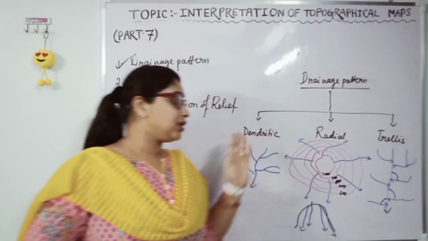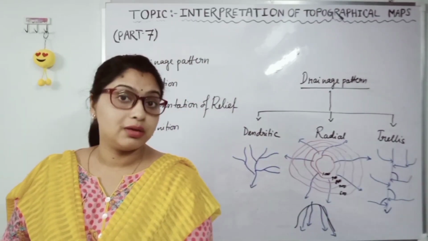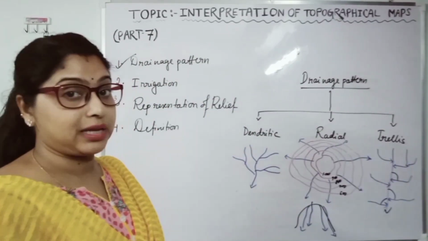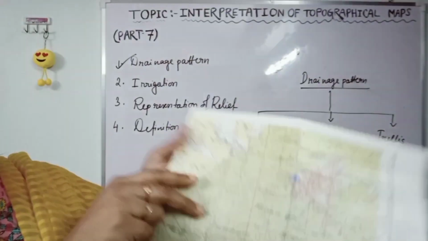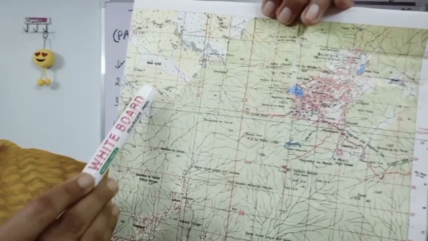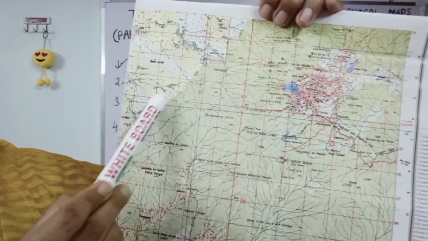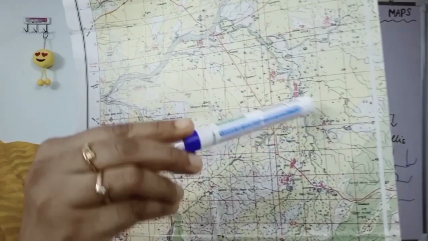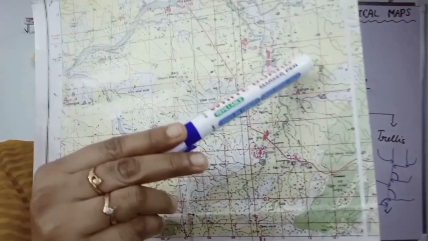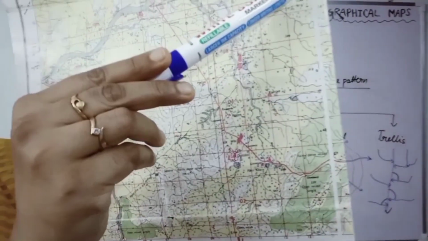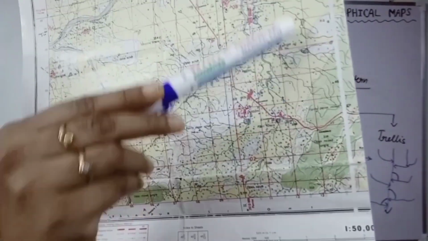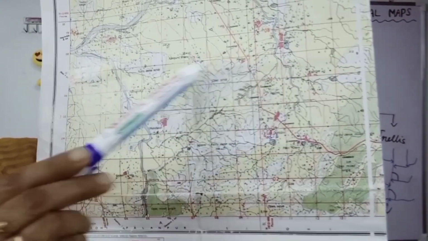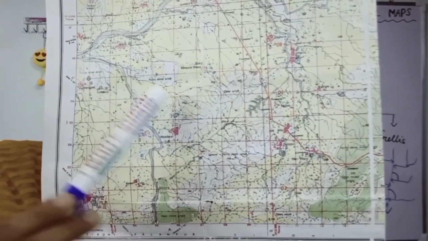So these are the main 3 types of drainage pattern we can see in our topo map. What you are seeing here is the dendritic type. Even on this side over the flatland, here is a branch of a tree like this, here a branch of a tree, here a branch of a tree. This is the flatland area. So these are the dendritic patterns of drainage.